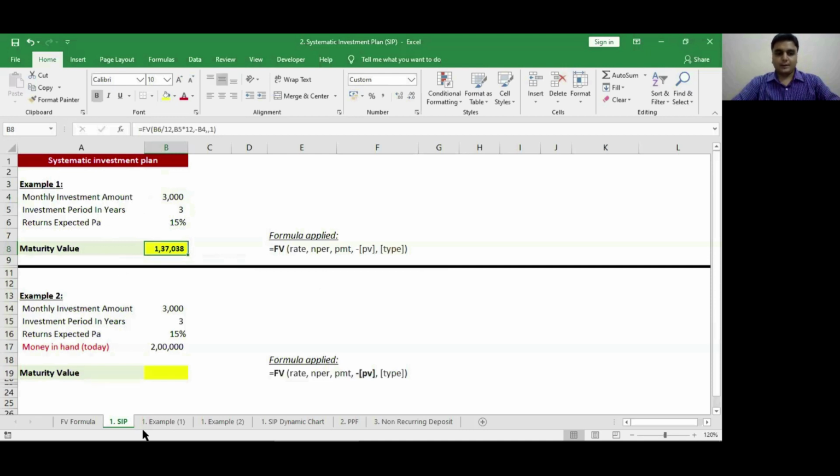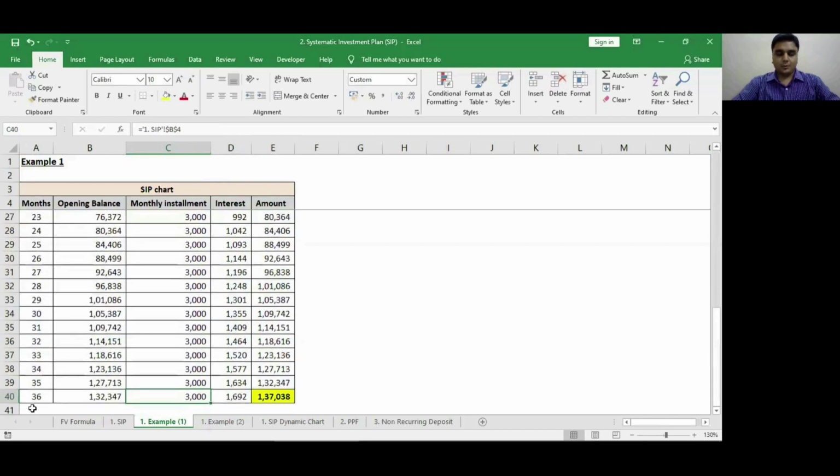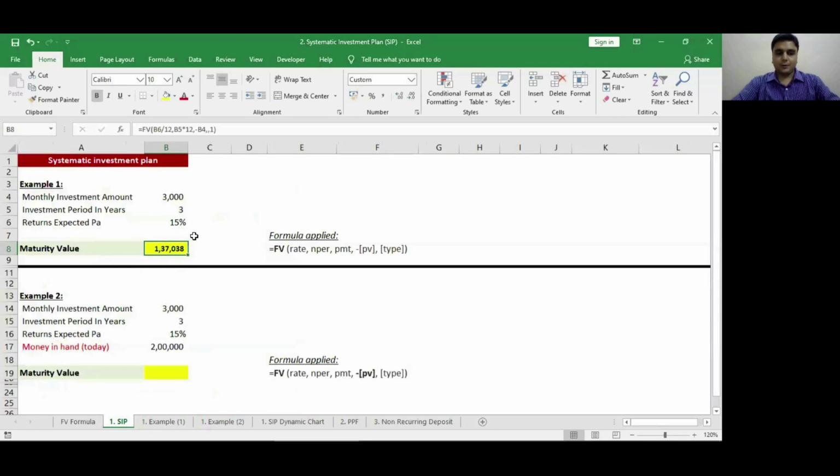We can also verify this from this investment schedule. As you can see, there was no opening balance. A monthly installment remains the same. Interest will be 15% divided by 12. This is the total amount. So if I go on to the 36 months, you will see I will get a maturity value of 1.37 lakhs. And by using the formula also, I'm getting the same amount. So let's move on to another example.